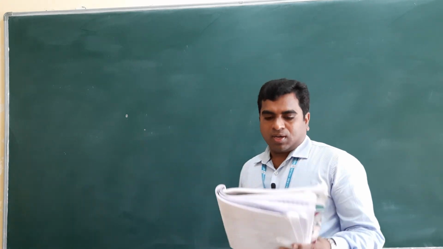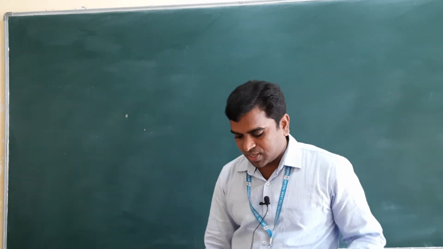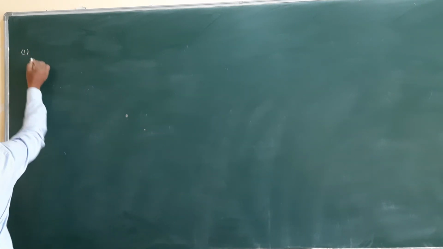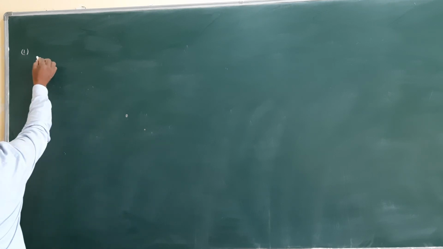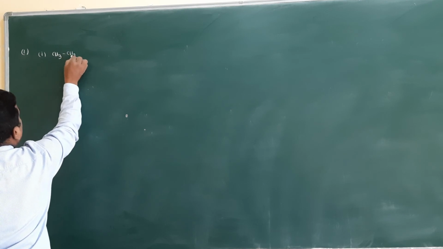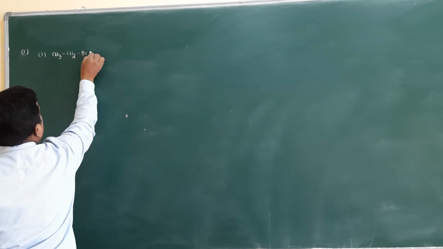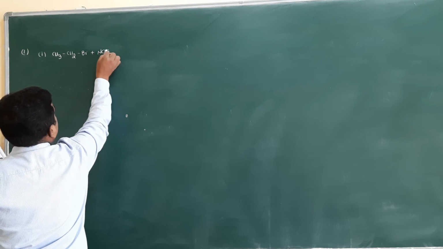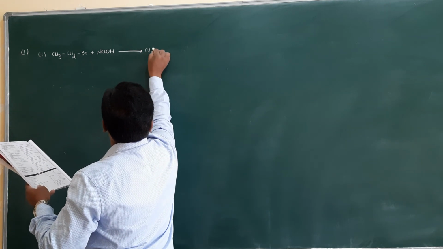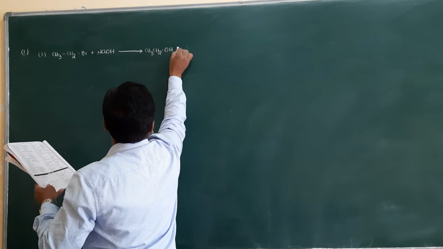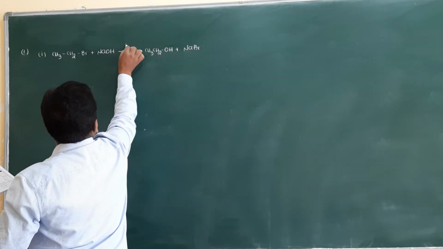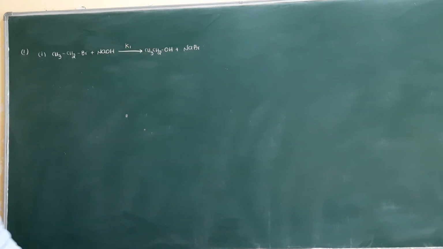Here some important questions and some tough questions are there, so we will discuss them one by one. See level 2, question number 1. They have given one question. First one is CH3CH2Br reacted with NaOH, and we will get ethyl alcohol plus NaBr. The rate constant they have given for this reaction is K1.